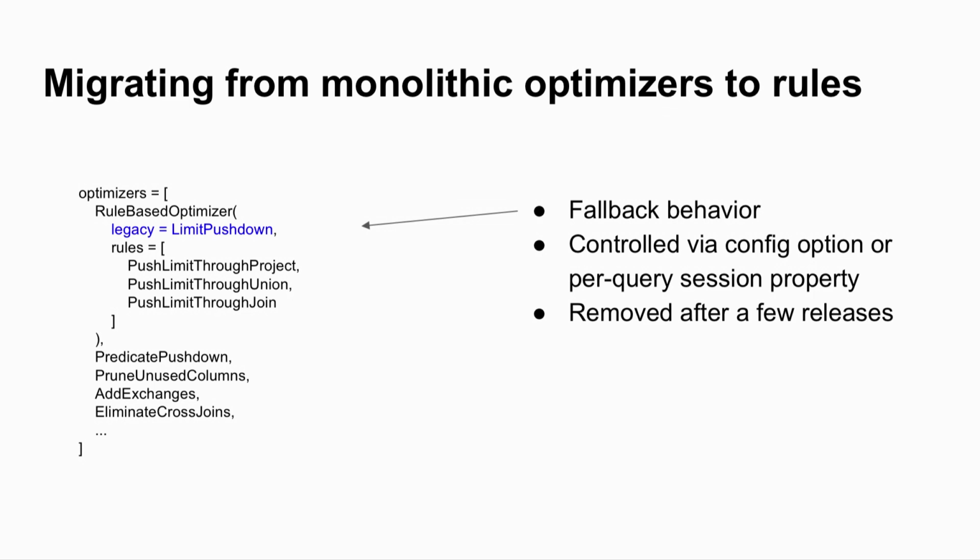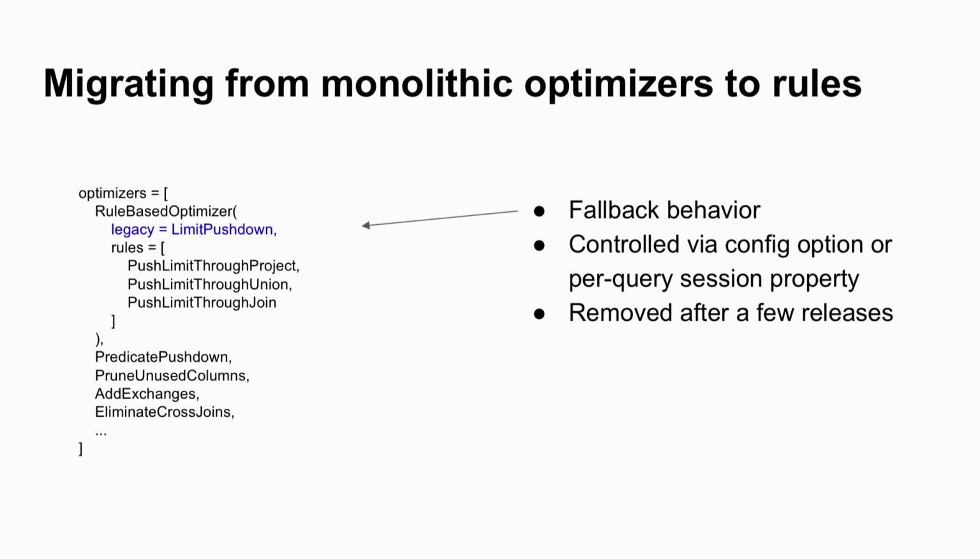So the strategy we took here is we extended that rule-based optimizer to take, in this case for example, we're trying to convert the limit pushdown into a set of rules. So we can tell the rule-based optimizer, here are the new rules, and here's the old optimizer that does exactly what these new rules do. And then we have a config option for the server and a runtime config that we can enable on a per-query basis that allows us to fall back to the old behavior.